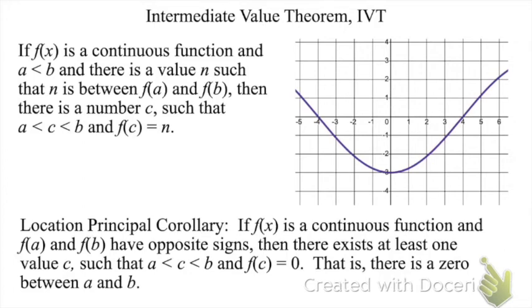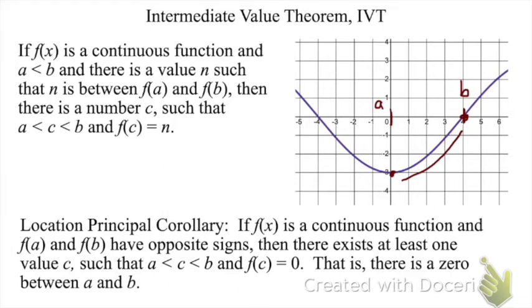So let's say our a is right here. This is my a. Let's say this is my b. All right, a goes to -3, b goes to 4. So n is going to be some value. What it's saying is that between -3 and 0, there is going to be an n. Because we have a continuous function, and we have a -3 here, and a 0 here, we are going to have every single y value between -3 and 0.